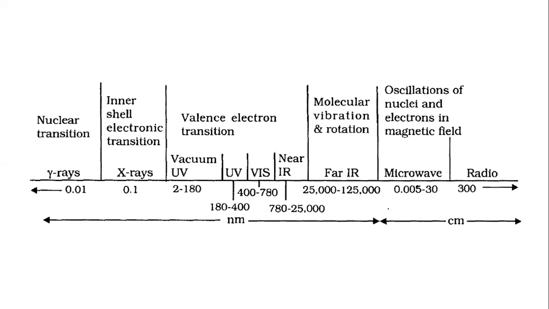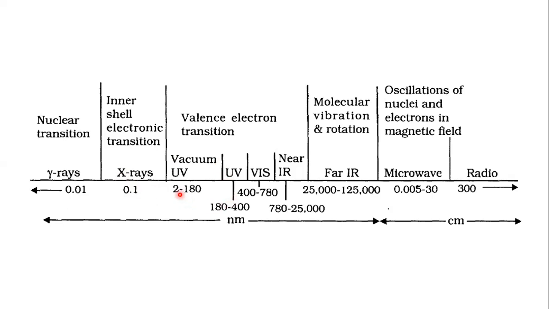The second important range is the 0.1 nanometer value, which are the X-rays, and these lead to inner electronic transitions. The other way around, inner electronic transitions are responsible for giving out X-rays from an atom.